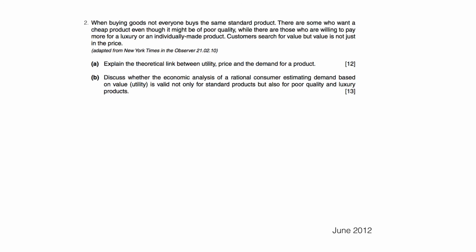Even in this one, look at this: explain the theoretical link between utility, price and the demand for a product. Same question, same answer. What's the link between utility, price and demand for a product? Make sense? You talk about MU, TU, equimarginal principle, law of demand. How does, when the price goes down, marginal utility per dollar spent go up? Exactly the same answer for this question. Okay. Again, another question, same answer.